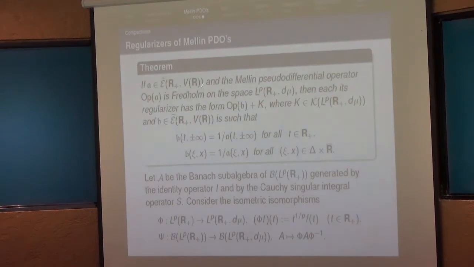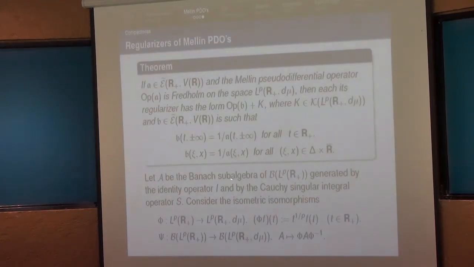So if A belongs to this class, and the Mellin pseudo-differential operator with such a symbol is Fredholm on such a space, then each regularizer has the following form: a Mellin pseudo-differential operator plus a compact operator. K is compact, and these symbols again belong to this class. And we know these values on the boundary of the rectangle. In any other part, these are arbitrary values because such an operator is compact. So the influence of any other part of the rectangle is included in the compact operators.